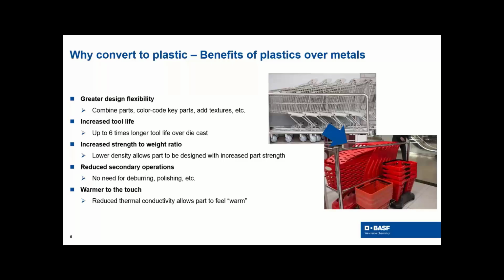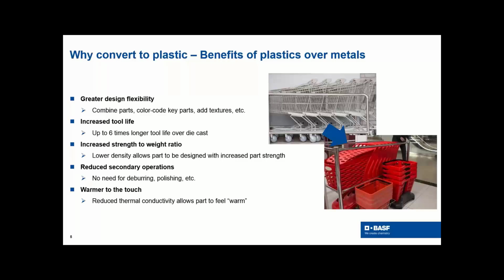Reduced secondary operations. Typically, say in a metal stamp part, you stamp the part, you get a part pretty quickly, but unfortunately it creates a sharp corner and a burr, and the part actually has to be deburred. It's an additional operation. If the process isn't done right, then the consumer can actually cut themselves. You may have to polish the part. In general, in plastic parts, there's no additional operations there, so a nice benefit.